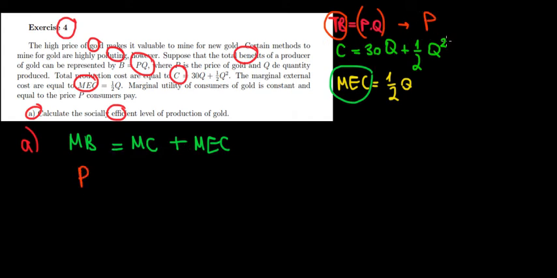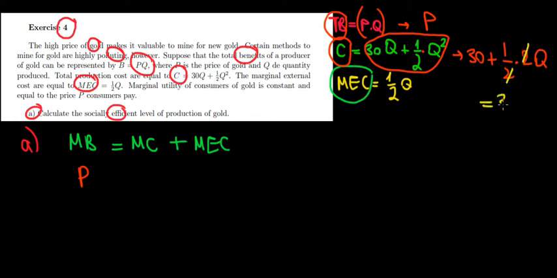Now what's going to be the marginal cost? Well, that's going to be the derivative of the total cost function with respect to quantity, meaning that we're going to differentiate 30 times Q with respect to Q, which gives us only 30, plus 1 over 2 times Q squared derivative with respect to Q, that's 1 over 2 times 2Q. And if we cancel out 2 and 2, what are we left with? We are left with 30 plus Q. Okay, so we got the marginal cost as well. This is our marginal cost.